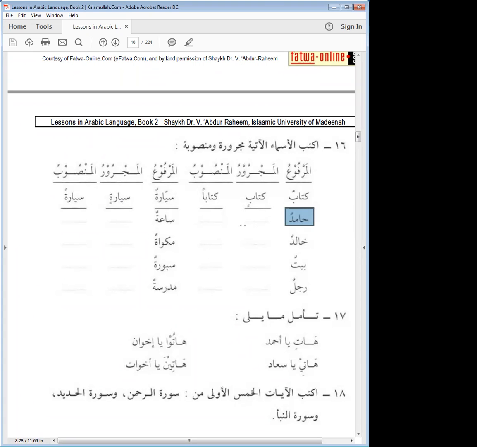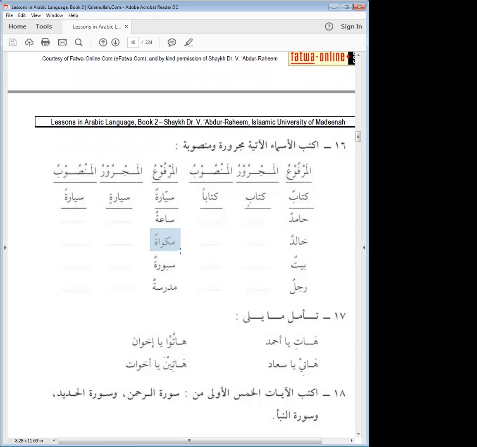Hamidin. And mansub? Hamidan. Good. Going across the table now. Sa'atun. Majrur will be Sa'atin. Mansub? Sa'atan. Khalidun. Majrur will be Khalidin. Mansub will be Khalidan. Good.